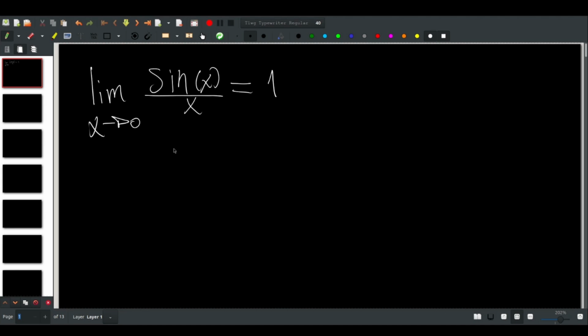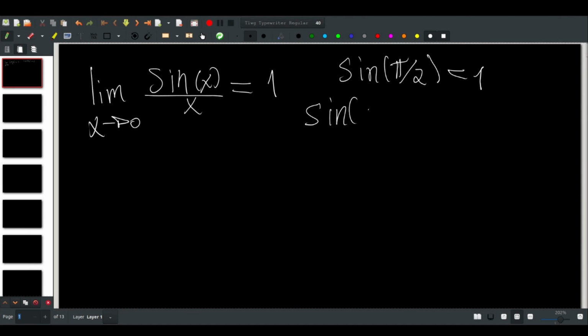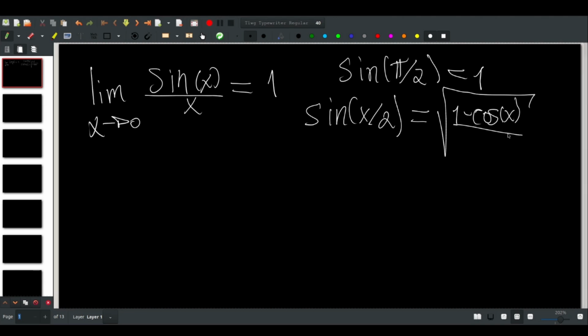The idea is to make use of this limit together with facts like the sine of pi half is equal to 1 to somehow get an approximation for pi. How can we do this? Well, the core principle is that the sine of pi half is equal to 1, and also that there exists a formula for the sine of half an angle, and this is essentially expressed in terms of the cosine, and this is 1 minus the cosine of x over 2.